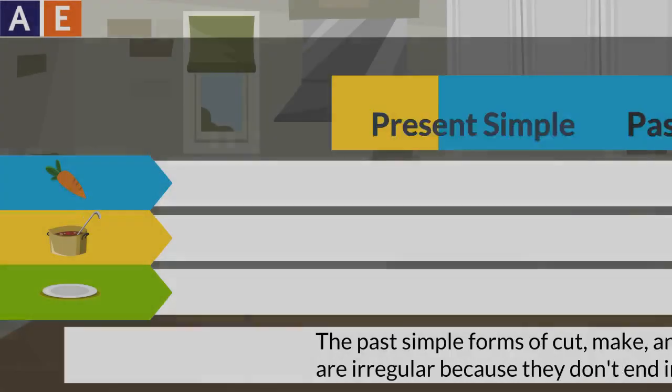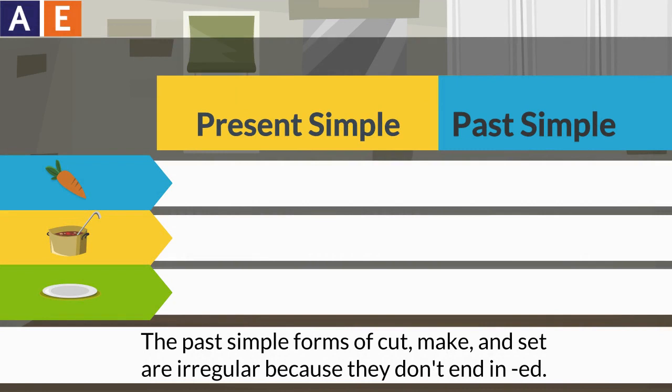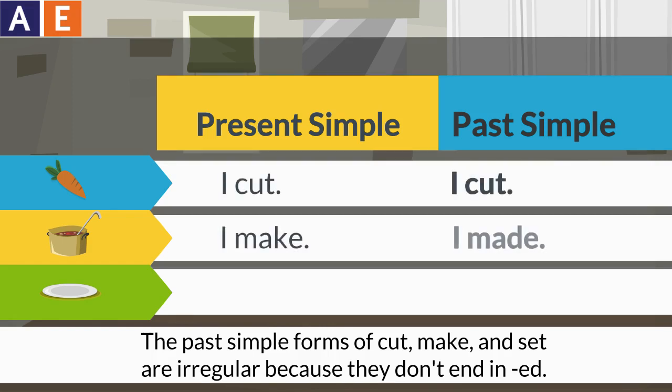The past simple forms of cut, make, and set are irregular because they don't end in -ed. I cut stays I cut, I make becomes I made, and I set stays I set.